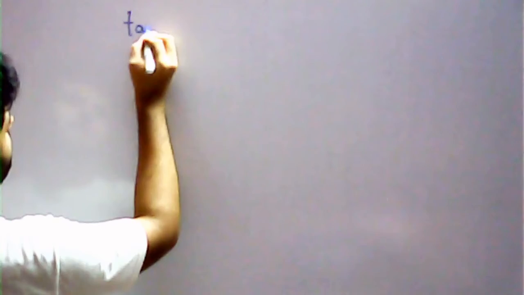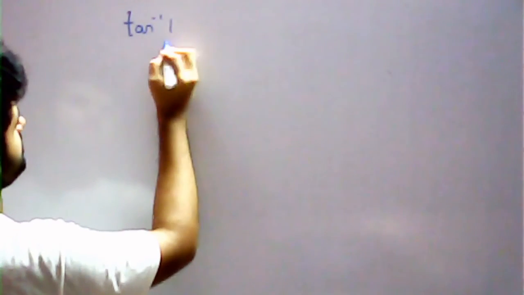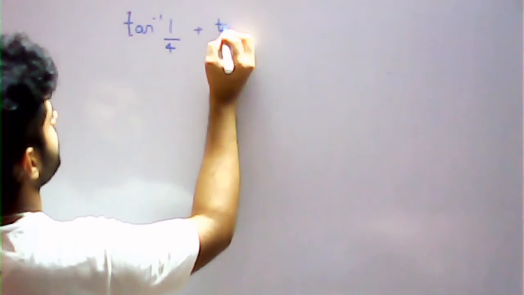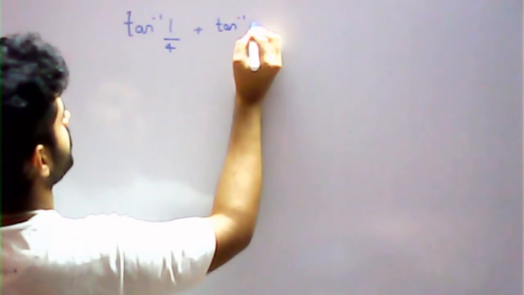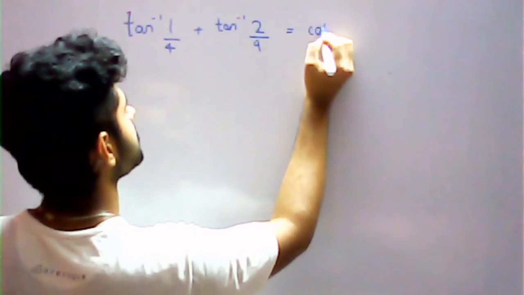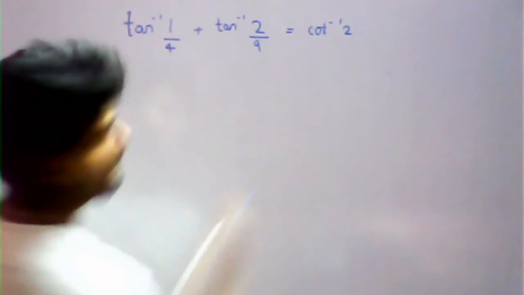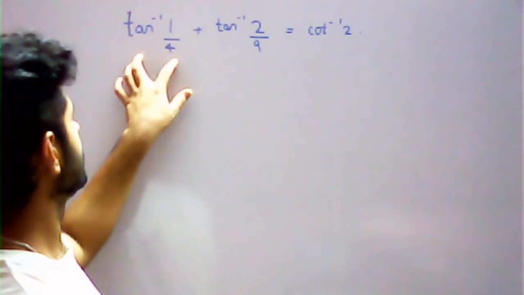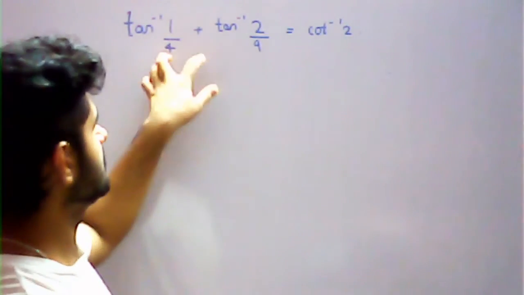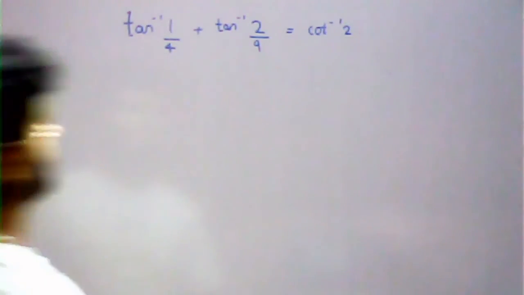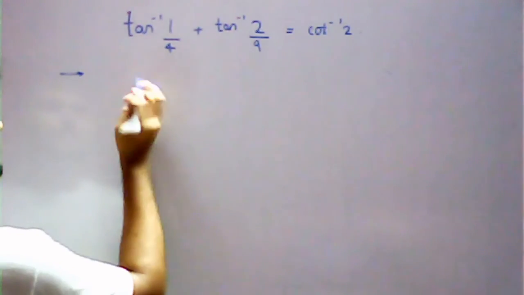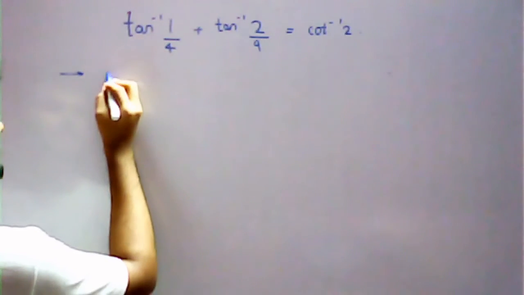Here a little bit different thing is given. Here the ratio is given in tan inverse form. Tan inverse 1 by 4 plus tan inverse 2 by 9 is equal to cot inverse of 2. We have to prove that this is equal to cot inverse of 2. Very simple. As in the previous question, a similar kind of formula is applied for this as well.